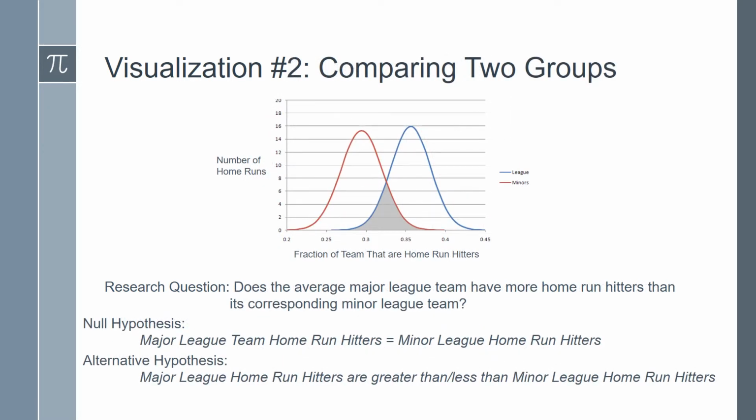Visualization number 2, comparing two groups. Our research question: does the average major league team have more home run hitters than its corresponding minor league team? Our null hypothesis is major league team home run hitters is equal to minor league home run hitters. There is no difference between the two. Alternative hypothesis is major league home run hitters are greater than or less than minor league home run hitters. There is a difference between the two.